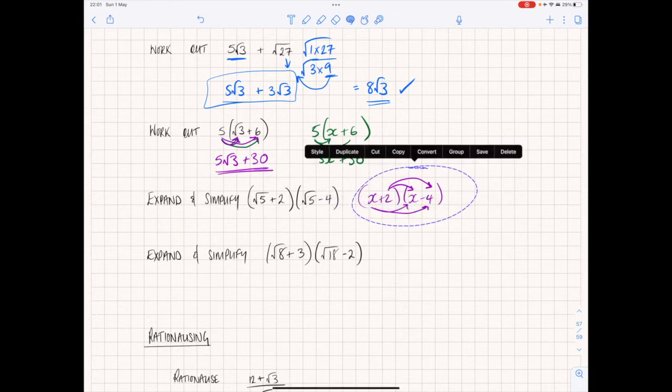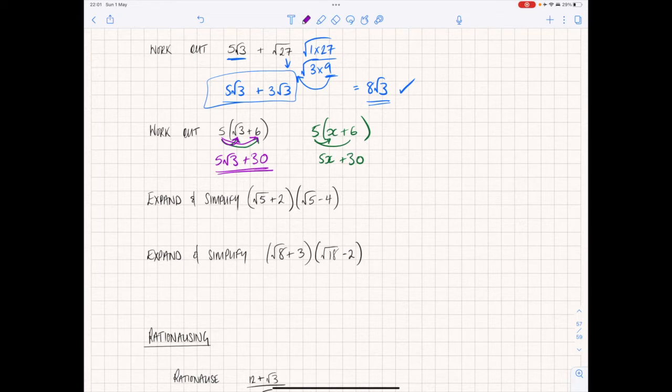And this is exactly the same situation. So root 5 times root 5, because they are both surds, you just multiply the numbers together, which gives you root 25. So if they're both surds, multiply the numbers together. Root 5 times minus 4 is minus 4 root 5. Same as what we were doing up here. Think about it in that context. Then what we're doing is 2 times root 5, which is plus 2 root 5. And then your last step there is just 2 times minus 4, which is minus 8.